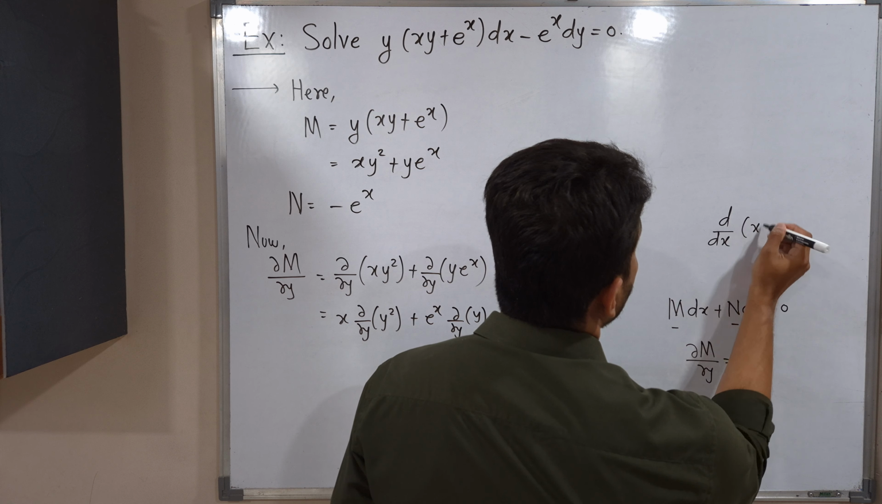The first rule is: partial derivative of M with respect to y minus partial derivative of N with respect to x, upon N, should be a function of x, then the integrating factor is e raised to the integral of f of x dx.